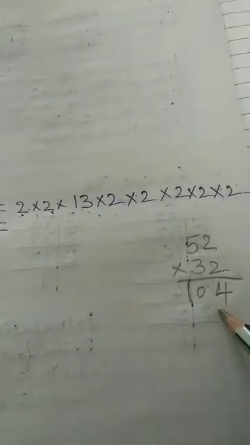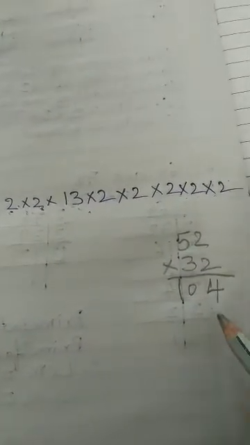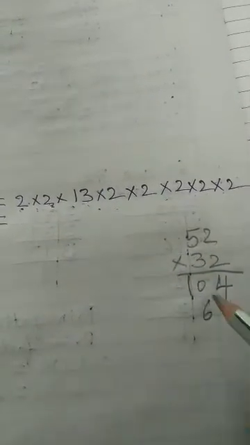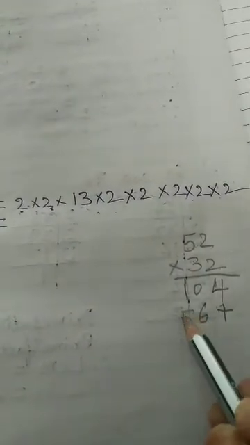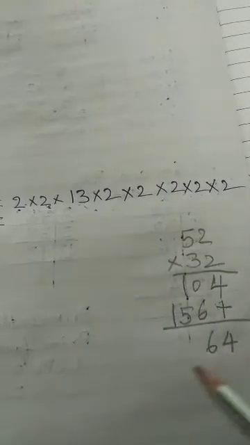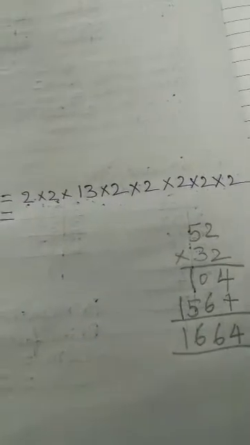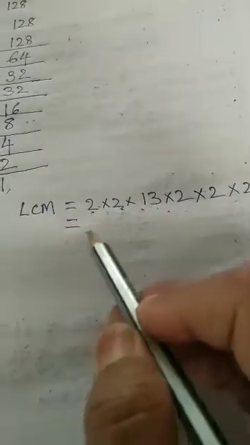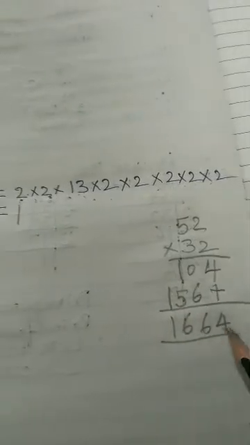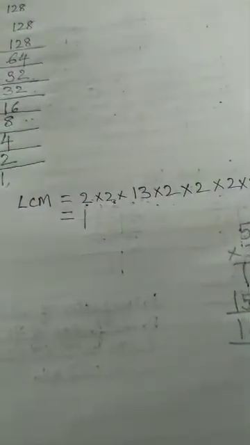See here, 2 2s are 4, 2 5s are 10. 3 2s are 6, 3 5s are 15. Add 6, 6. You will get 1664. How much you got? 1664. I am writing with pen.